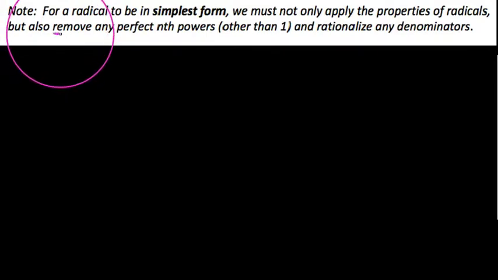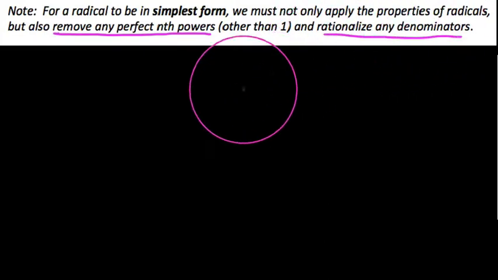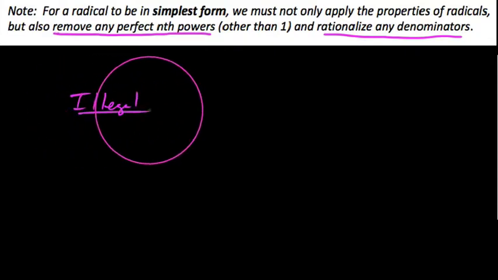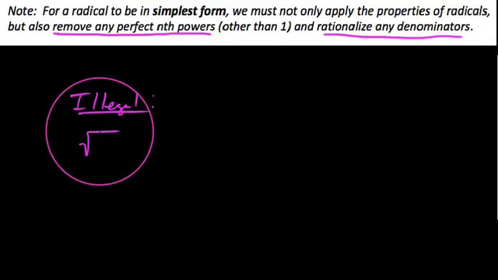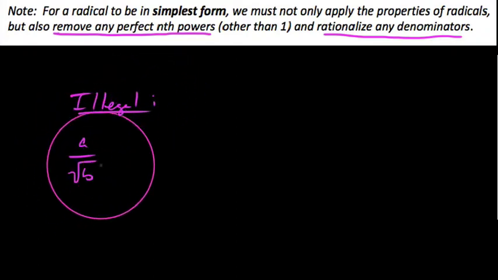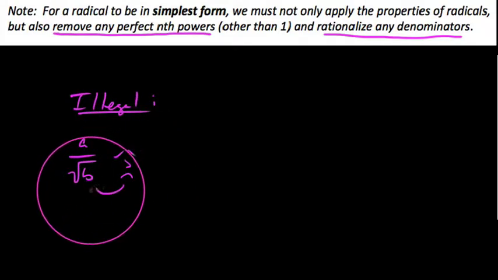First things first, we need to remove any perfect nth powers other than 1, and we need to rationalize any denominator. So here are some illegal things, things that we don't want to be true about radical expressions. Like this would be one of them, if we had a radical in the basement. Illegal in the sense that this would be undesirable. If we had an expression like this, yuck. We don't want roots in the basement.